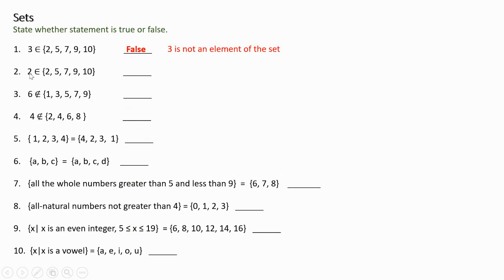Number 2. 2 is an element of the set containing 2, 5, 7, 9, and 10. This is true because 2 is in this set. Number 3, 6 is not an element of the set containing 1, 3, 5, 7, 9, and that's true because 6 is not in the set. Number 4, 4 is not an element of the set containing 2, 4, 6, and 8. This is false because 4 is in the set.